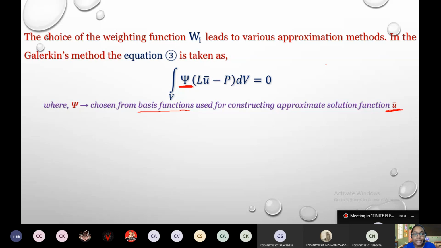It means whatever the psi we create is exactly the same methodology or the same basis function we take into account for which u was formed, out of which we got u bar. U bar is the approximate solution. If you remember, u bar is the approximate solution for the differential equation L of u is equal to p. All right, so psi is chosen from basis functions used for constructing approximate solution function u bar. Okay, so let us take this equation as equation number 4.